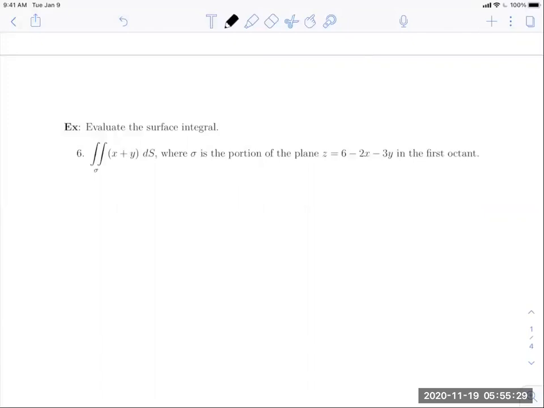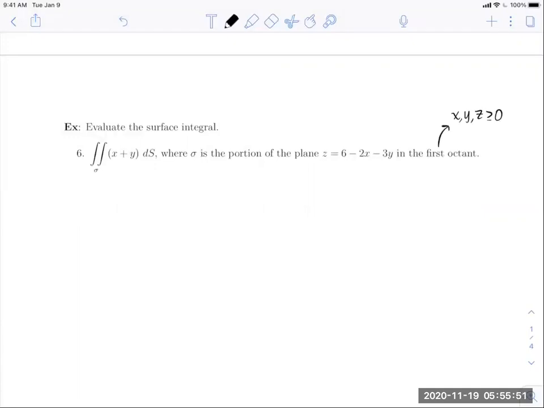So I just want to take a moment here to remind you that the first octant just means that x, y, and z are all greater than or equal to 0. It's kind of the equivalent of the first quadrant, but we go up a dimension, and so we now have 8 octants rather than 4 quadrants.